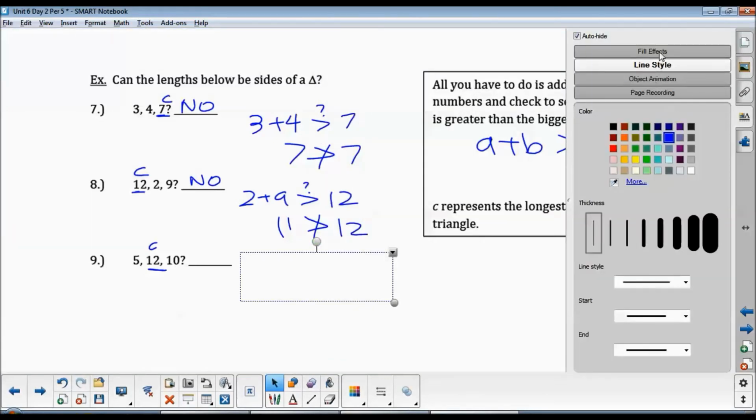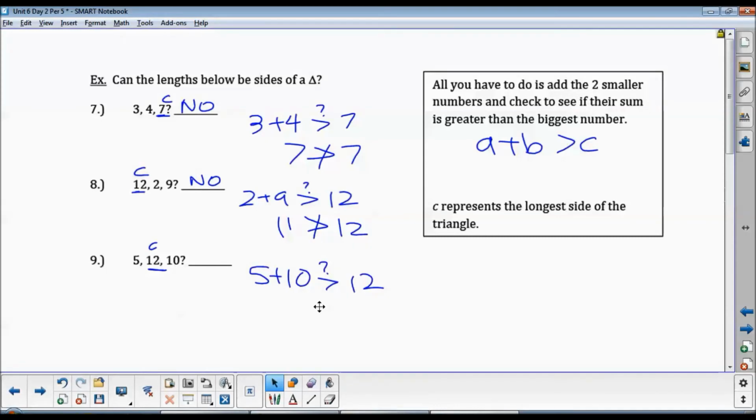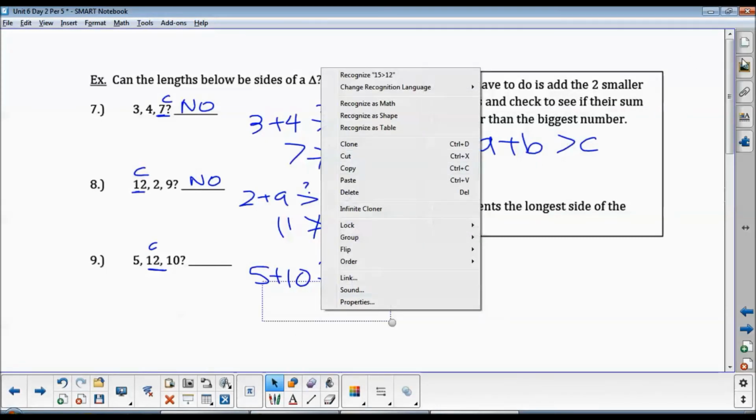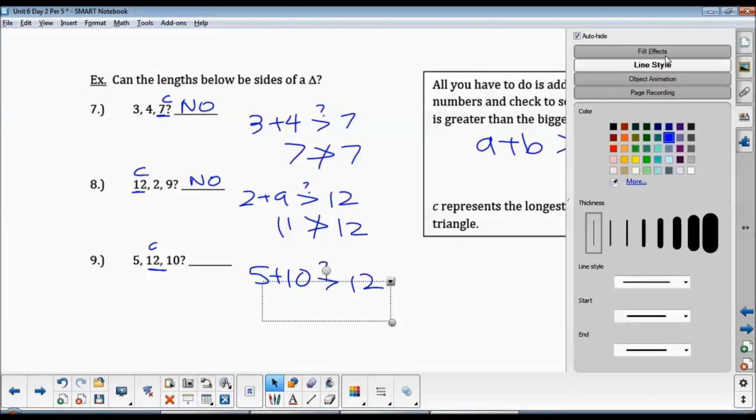If I can get my object transparency to work correctly. So 5 and 10 is larger than 12, and we know that my computer's not working correctly.